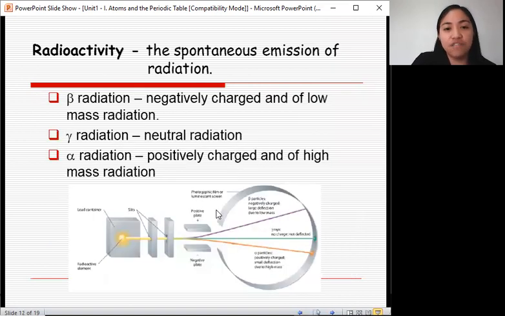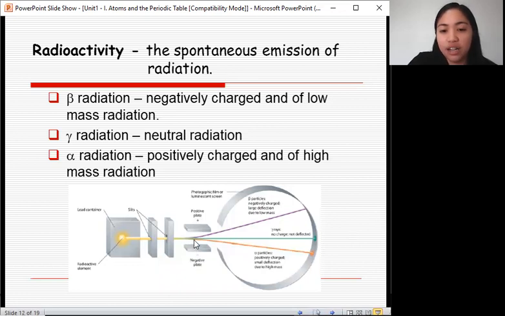So radioactivity, it is the spontaneous emission of radiation. So there are three types of radiation, the beta, the gamma, and the alpha. So beta radiation is the negatively charged and of low mass radiation. So makita ninyo diri sa picture naay beam nga gipasulod sa isa ka plate or sa slits tapos naay plate diri positive and negative.